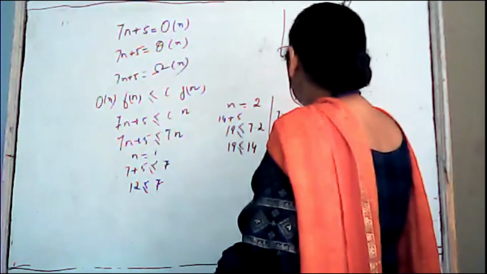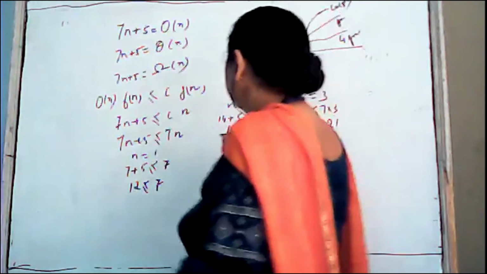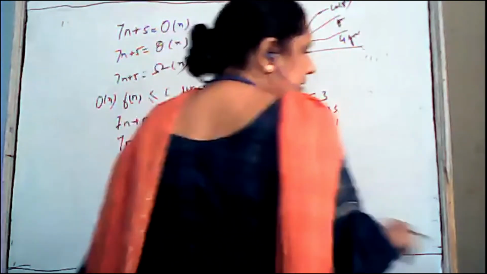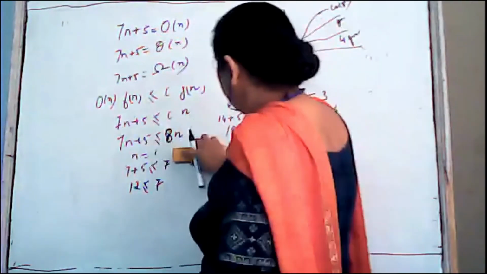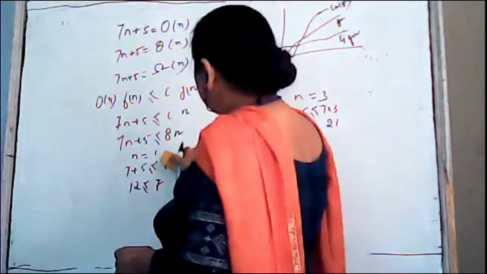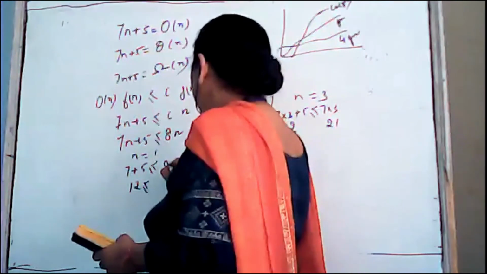So what are we supposed to do? Okay, we have to do it here with 8n. I have taken the lower bound, but we have to take the upper bound. So for n is equal to 1 this could be 8. 12 is not less than 8.